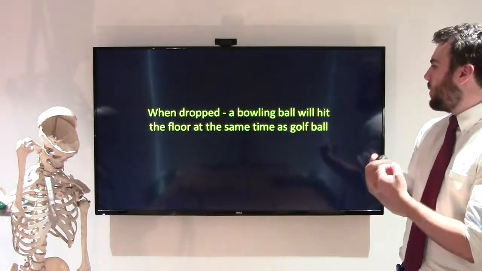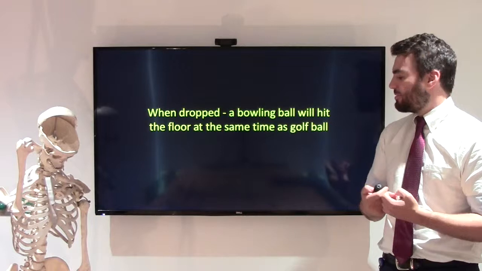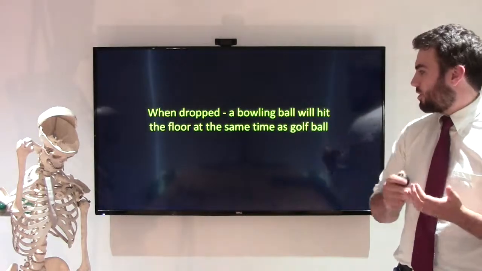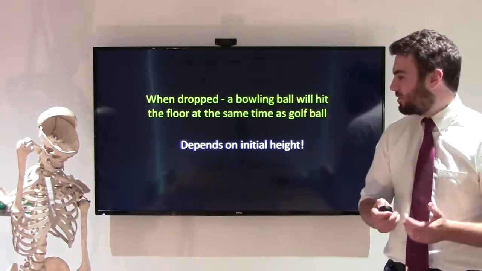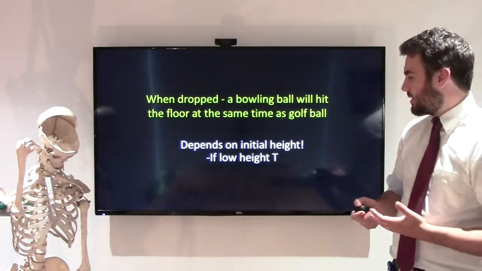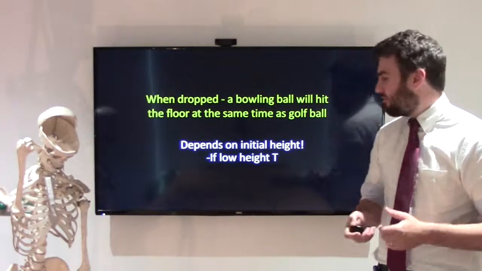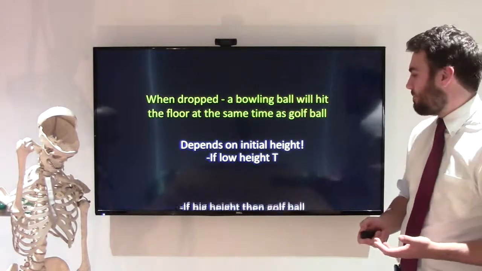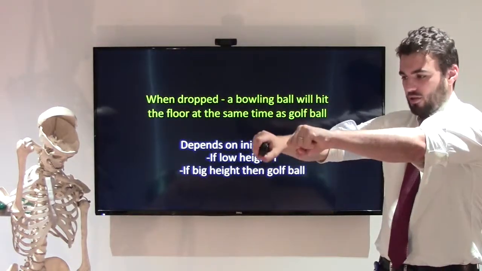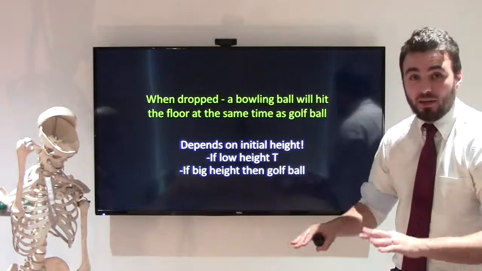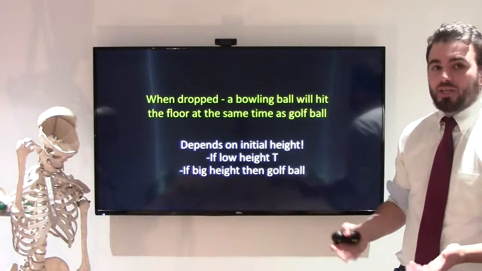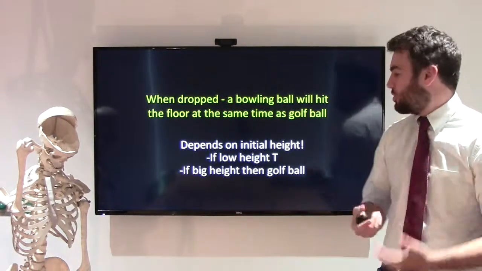What about this one? When dropped, a bowling ball will hit the floor at the same time as a golf ball. True or false? Let's have a look. Oh, it depends on the initial height. This is a really good one. If it's at low height, then drag doesn't really make a difference, and they're both going to hit the ground at the same time. If I drop anything on Earth, if we're ignoring drag, they're all going to accelerate at 9.81 or 10 meters per second squared, at g. That's what g is. It's also often called the acceleration due to gravity.